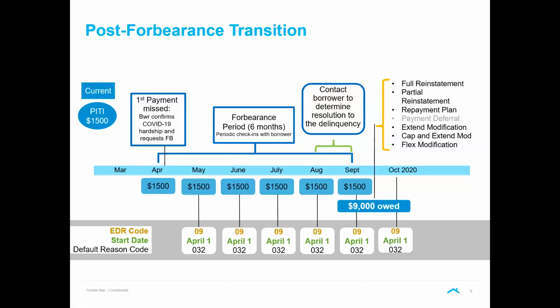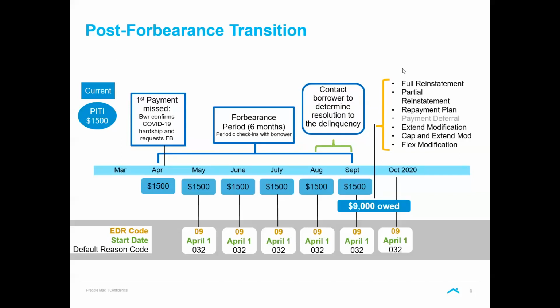If it's a reinstatement, you're going to report code 20 to us, let us know that it's been reinstated. And you won't have to report EDR again because the loan's current. If it's a repayment plan, you report code 12 to us, let us know it's on a repayment plan, and you report that every single month until the borrower becomes current. I'm going to skip over payment deferral for a second because there is no code associated with that today.